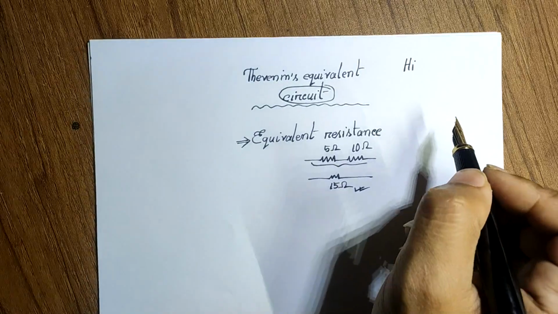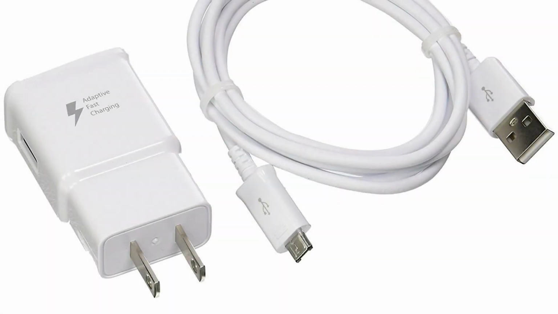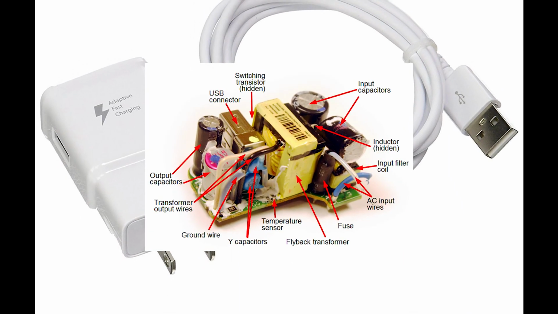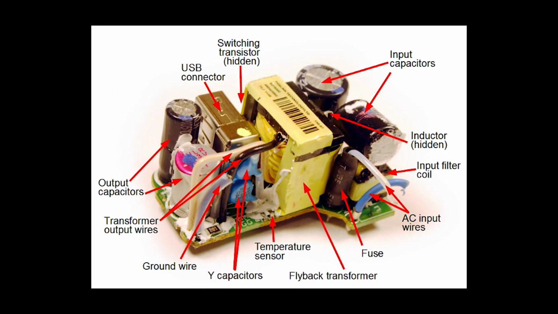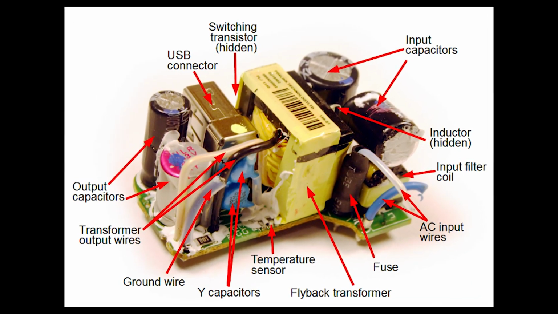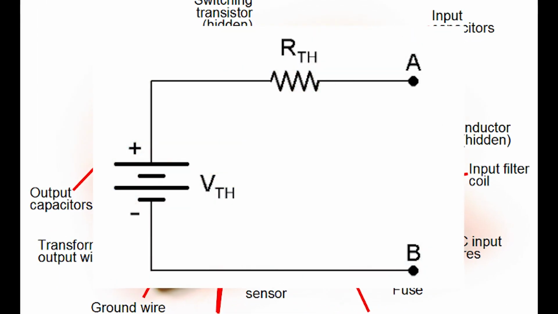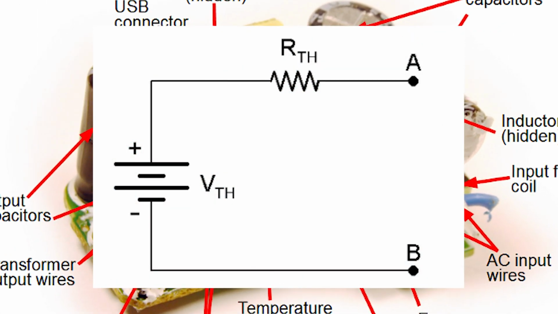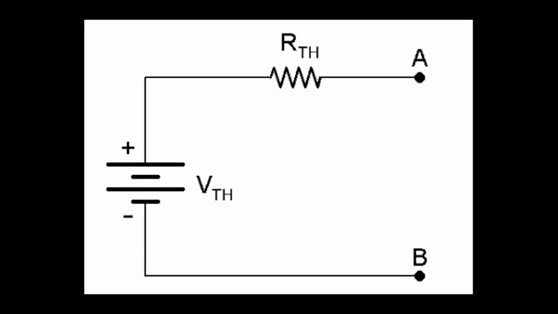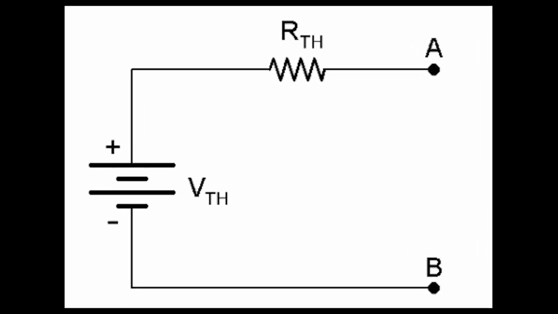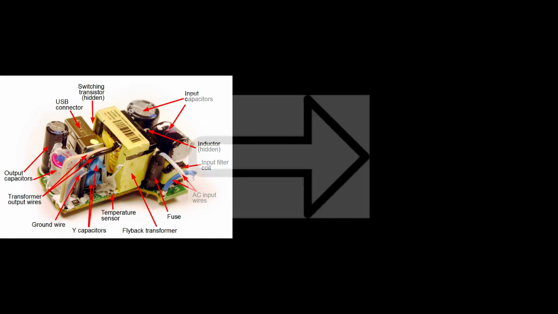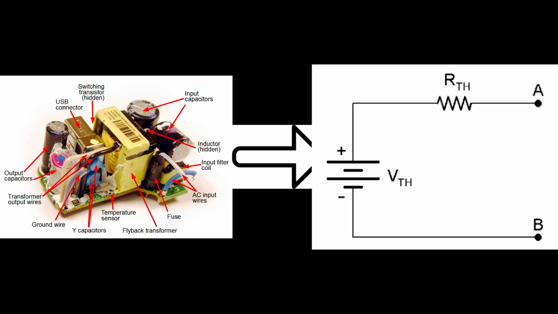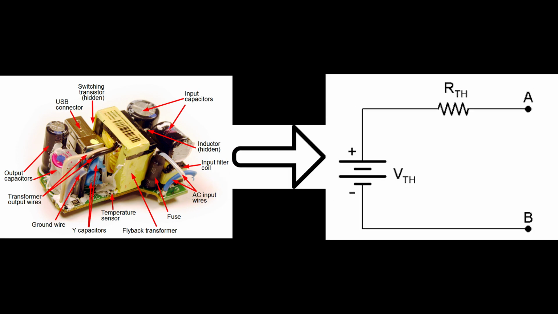Let me start with a very basic example. Let's consider that you have a phone charger, and if you open the phone charger, you will see that there are a number of components. And surely, as you can see, this circuit is very complex. But somehow, if you can represent the circuit with just one voltage source and a resistance, then it would be pretty easy, right? And that's the concept of Thevenin's equivalent circuit. Thevenin's equivalent circuit tells us that any circuit can be represented with only one voltage source and only one resistance.